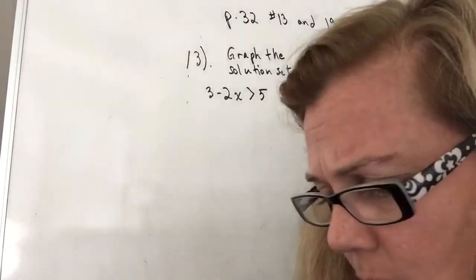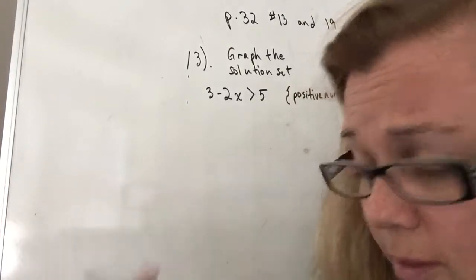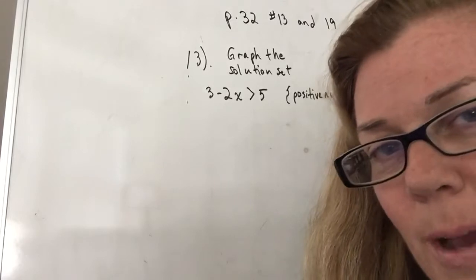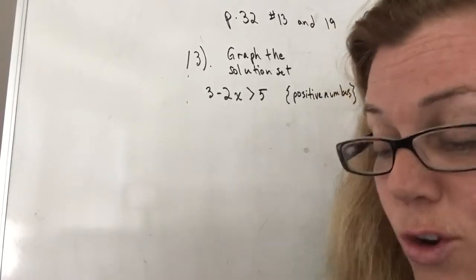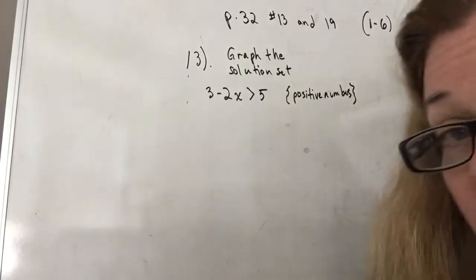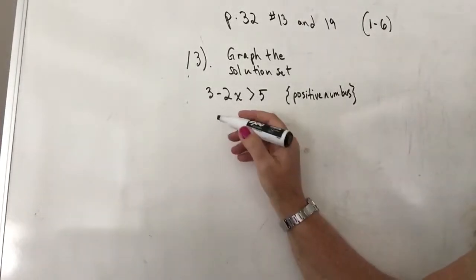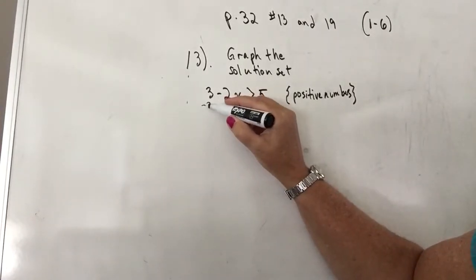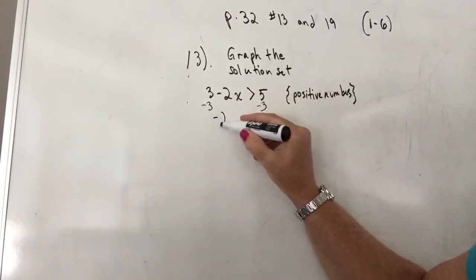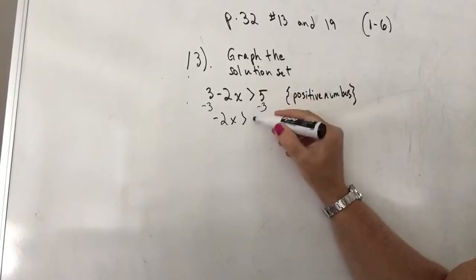So domain you have to think of as if you're in a store, and the only thing they sell there is positive numbers. So if you go in there and you need anything but a positive number, you won't get it. Let's see what happens. We have this inequality, 3 minus 2x is greater than 5. To solve that, we want to isolate x. We're going to subtract away 3. 3 is positive, so we have now negative 2x is greater than 2.